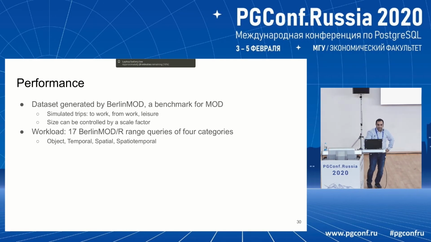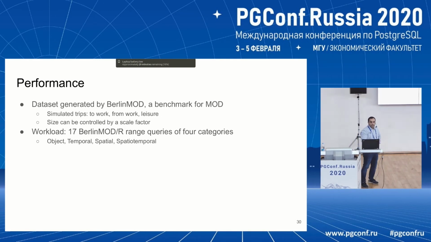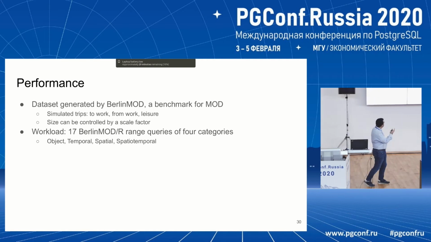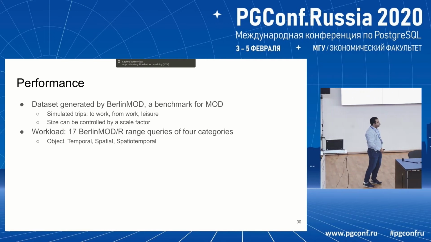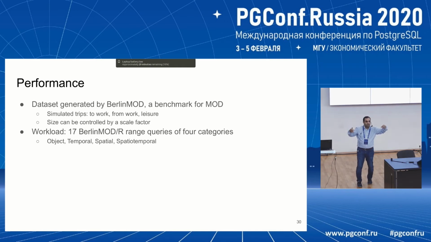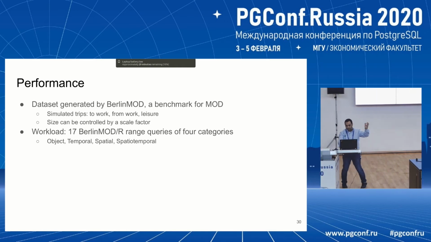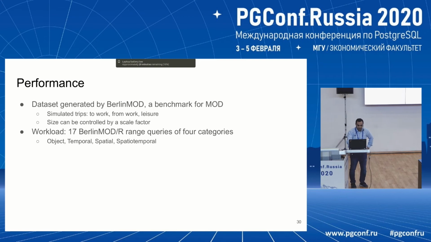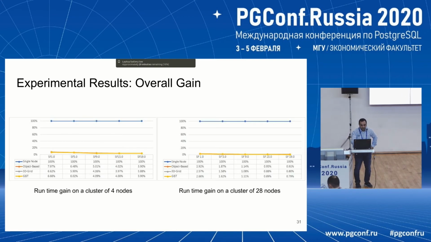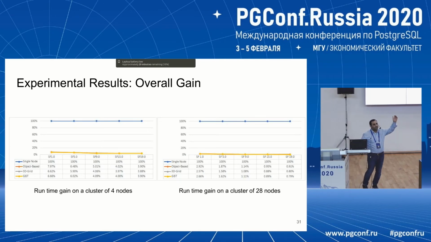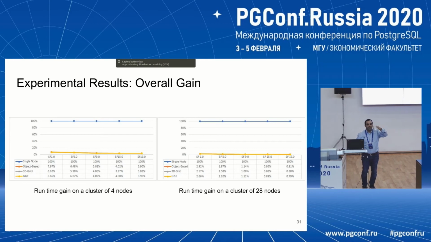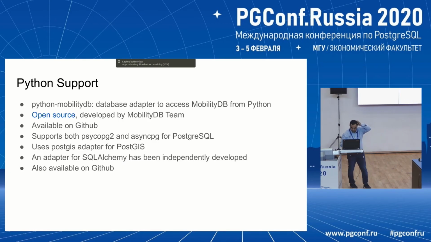So we have tested this by using a benchmark where we generated synthetic data of different scales and did some workload that is already there in the benchmark for evaluating moving object database systems, and the gain is significant. On a small cluster, we have seen 20 times faster execution. We didn't go to terabytes and petabytes, but I think Citus is quite capable of doing this.